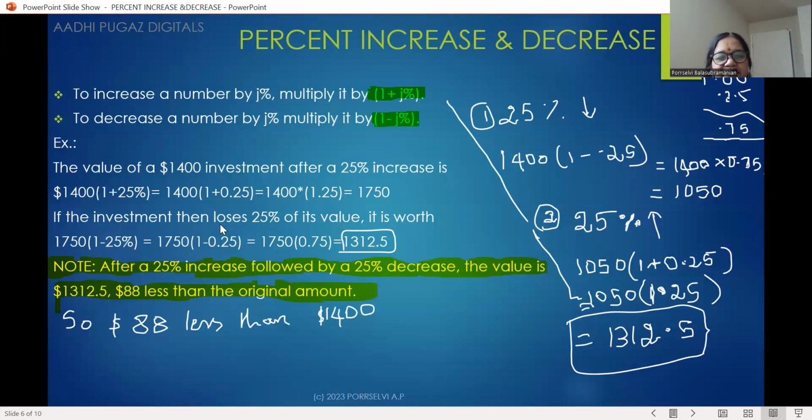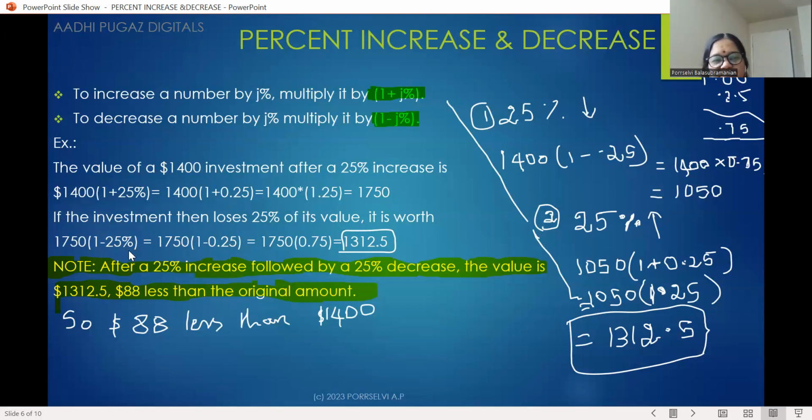Okay. Again, what happens if the investment then loses 25% of its value? Here we are not going to calculate from the original amount 1,400. No. Here we need to calculate the loss of 25% from this amount, 1,750. So to calculate its worth, 1,750 of 1 minus 25%. So naturally it comes to 1 minus 0.25.